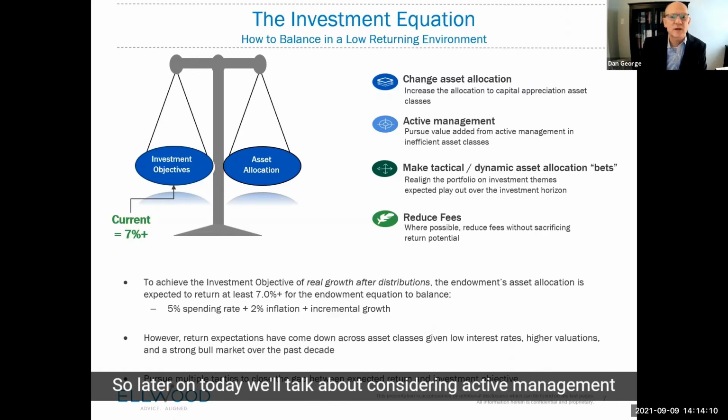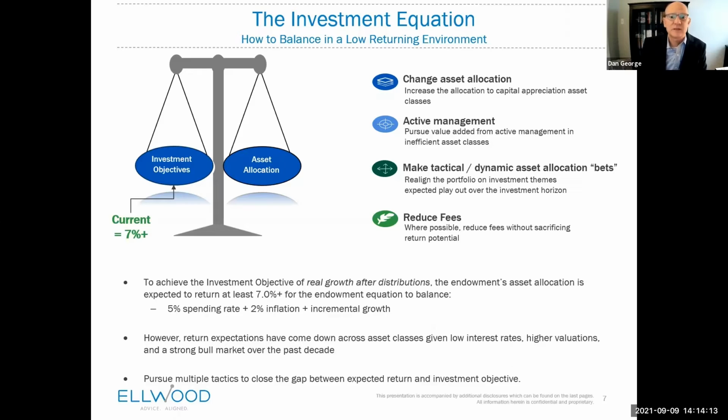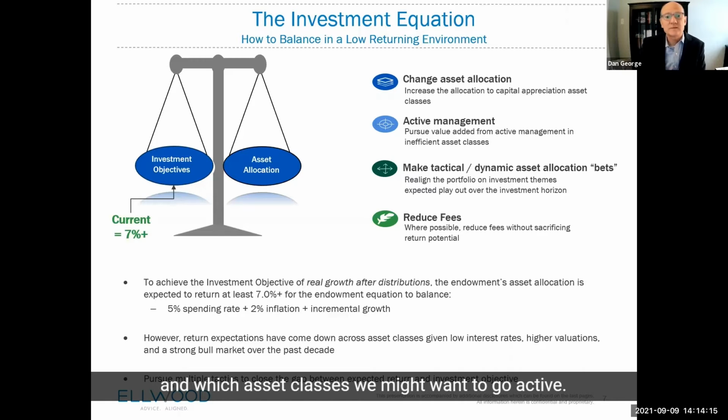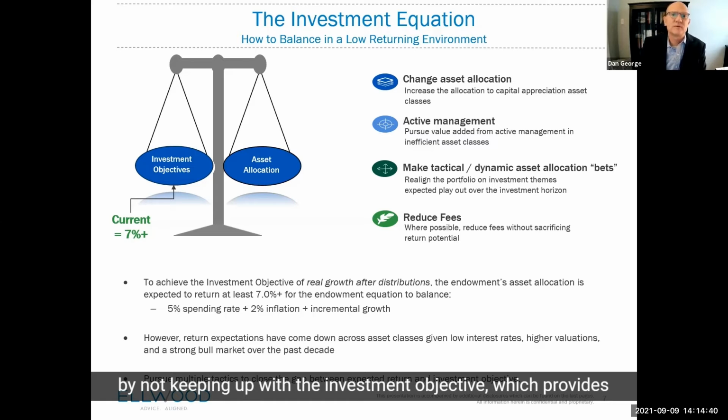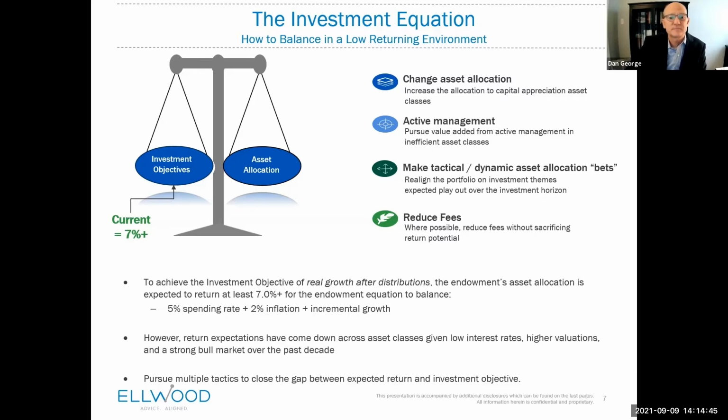So later on today, we'll talk about considering active management and which asset classes we might want to go active. Also, we'll talk about making tactical asset allocation decisions and bets or trades, if you will. And then lastly, we'll talk briefly about reducing fees. But the goal here is to use the tools in the toolbox that are at our disposal to bring this equation into balance so that we can avoid that accidental spend down of our foundation by not keeping up with the investment objective, which provides real growth after the distributions.